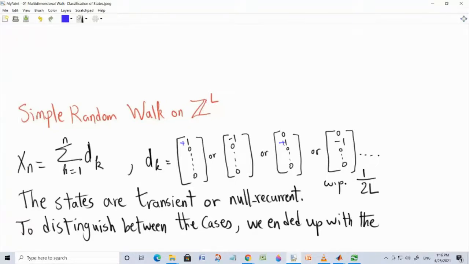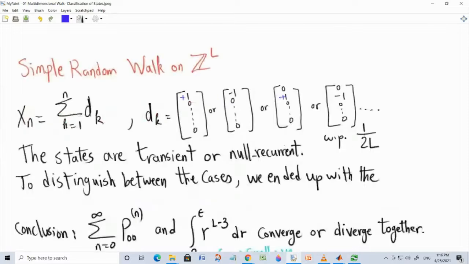But we had the goal of differentiating between the two cases. Are the states non-recurrent or transient? We already know the solution in the case of big L equal to 1, the one-dimensional random walk. If the walk is simple, then all the states are null-recurrent.